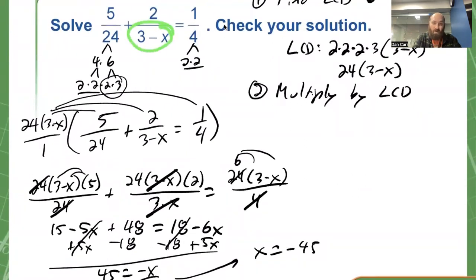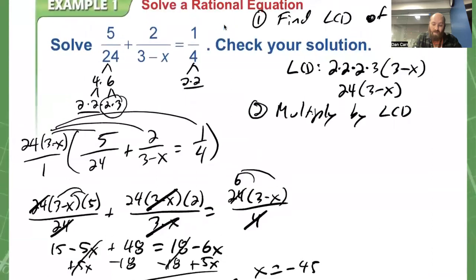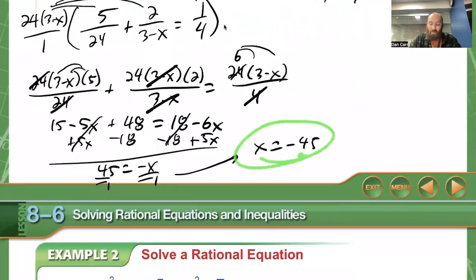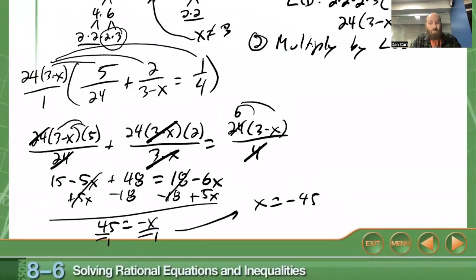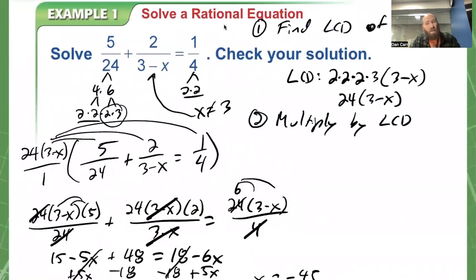I just got to double check, just like I did before, that x cannot equal a positive 3. If x were to come out as 3, we'd actually get rid of that solution. In this scenario, it's fine because x was negative 45. That's an okay answer. Feel free to plug it back into the original problem and check it, but I've got confidence in this one.